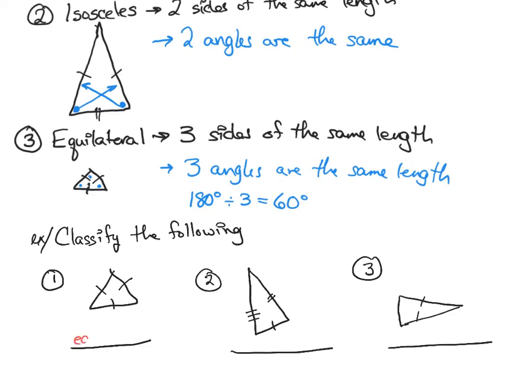This one is equilateral. This one, even though it might look like it's isosceles because of the lines, is scalene. And the last one is isosceles. So that's one type of example, but there's another type of example where, based on the information you're given and those blue things about the angles, you could be asked to find angles.